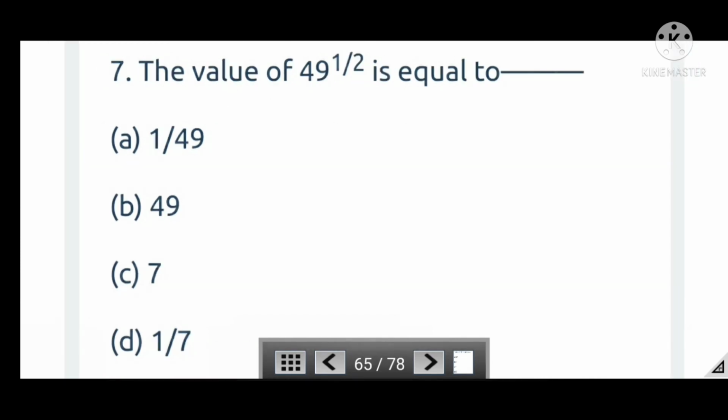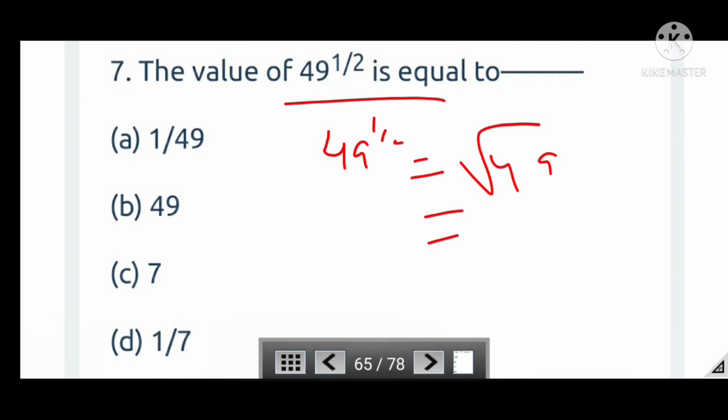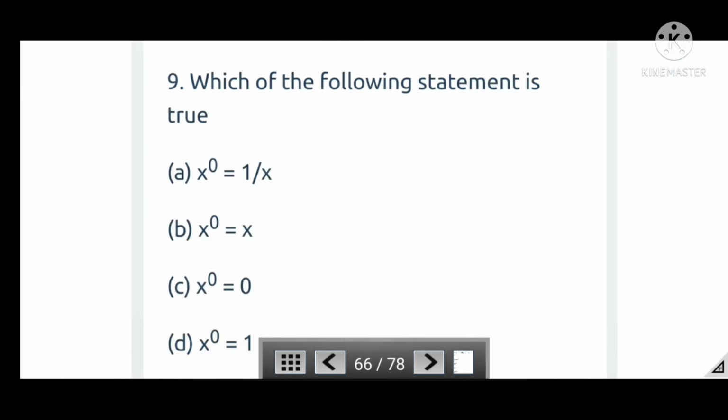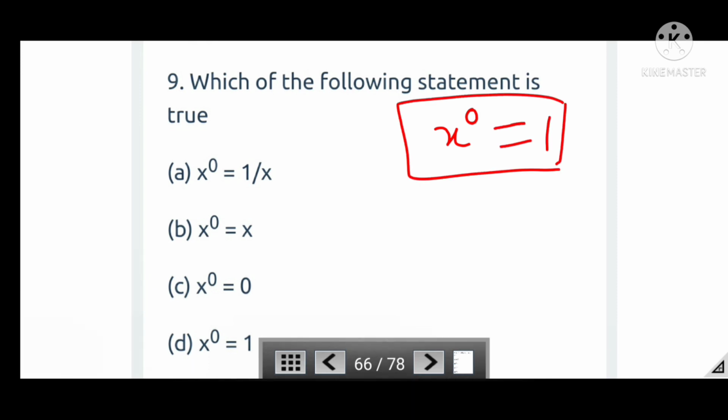Next question, the value of 49 raised to the power 1 by 2 is equal to, 49 raised to the power 1 by 2 means under root 49, and under root of 49 is equal to 7, so C is the right option. Next question, which of the following statements is true? Because any number raised to the power 0 is equal to 1, so D is the right option.